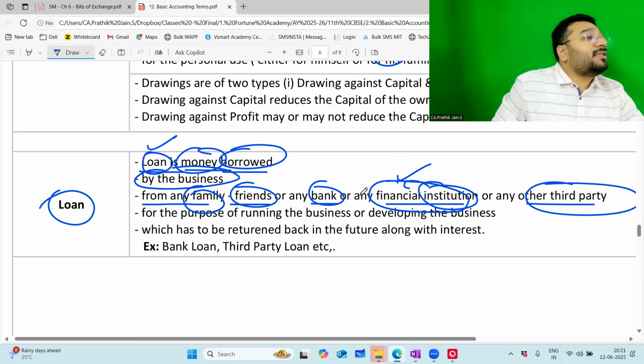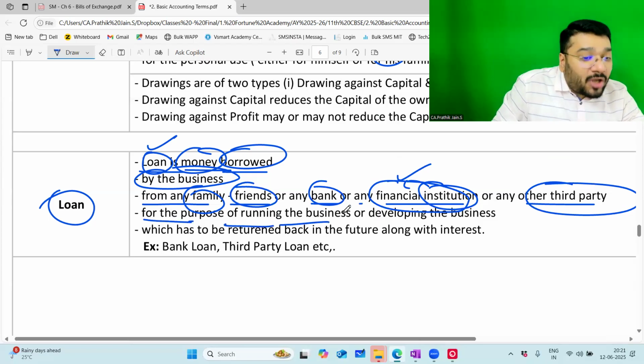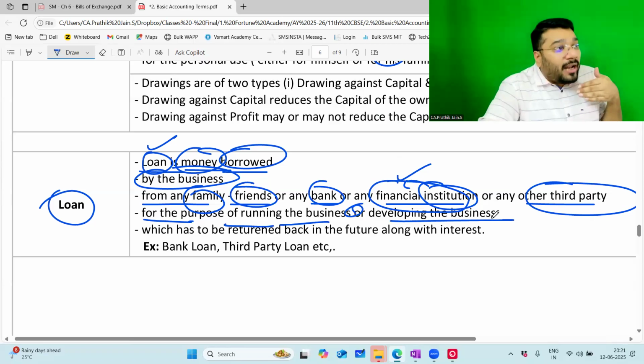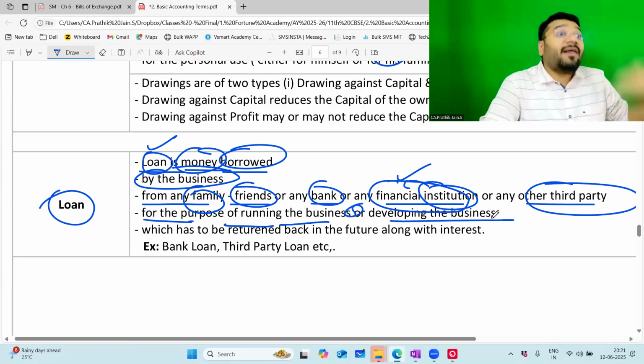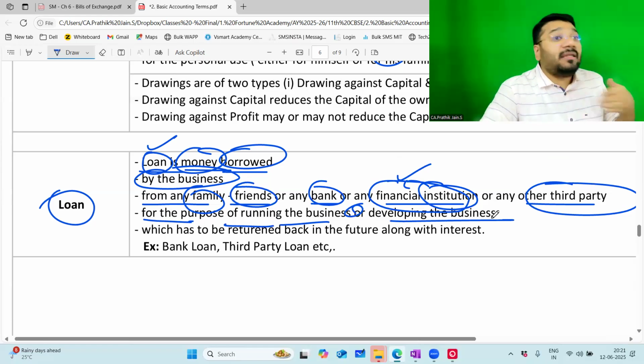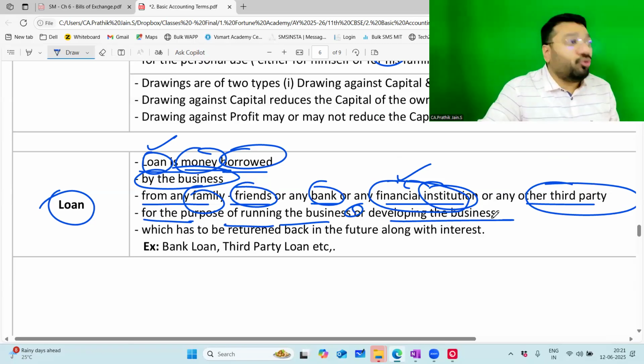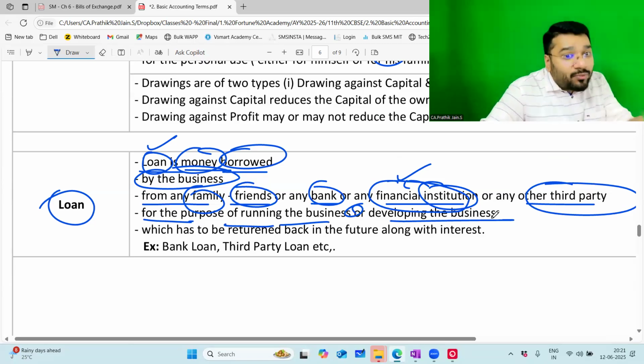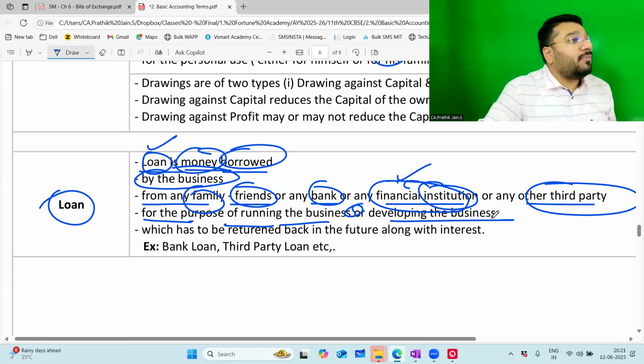Why am I borrowing this money? The business is borrowing this money for the purpose of running the business or developing the business. Either I want to run my business with this or I want to develop the business. Run the business means what? I want to pay my monthly expenditures, heavy rent, heavy salaries. I'm not able to pay them from the fees that you're giving, so I'm going and taking a loan. This could be one purpose.